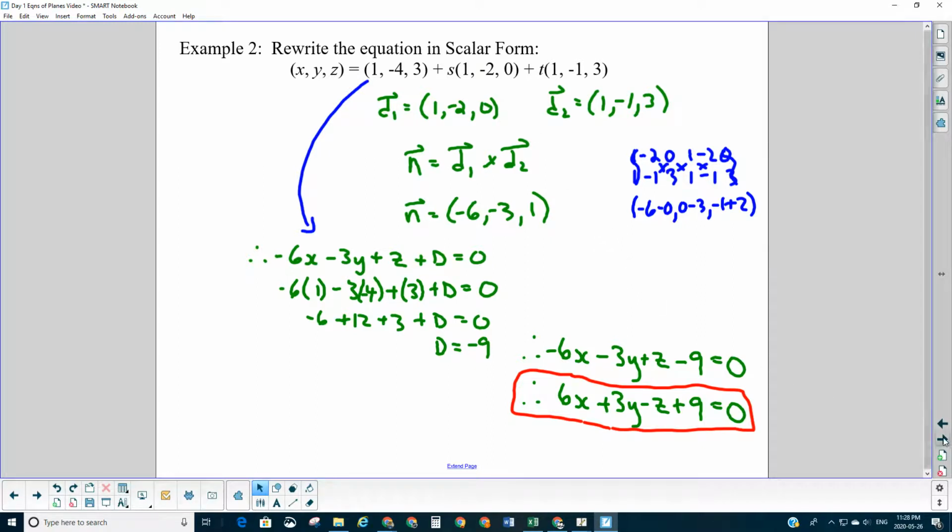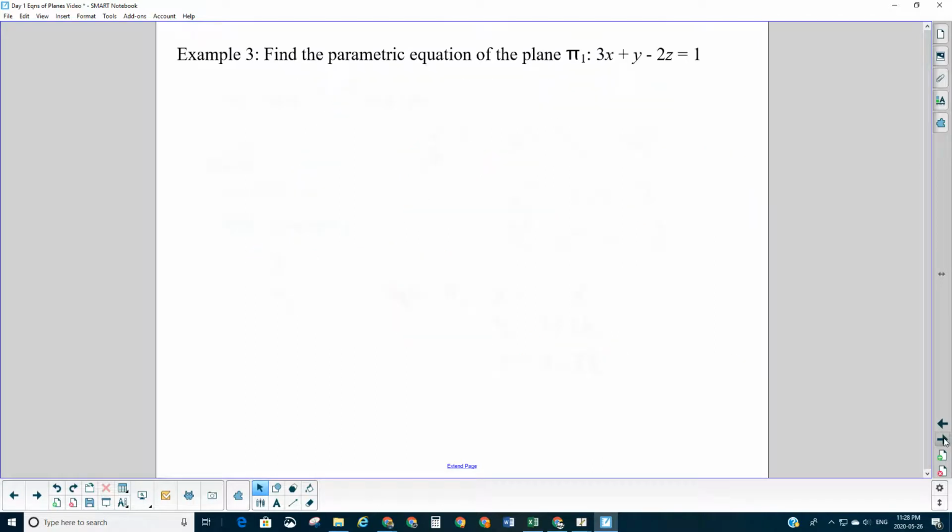Last example. Find the parametric equation of this plane. All right, so the first thing you're going to notice here is this notation. If you remember back to lines, we used a little L to describe lines. So we had L1, L2, L3. To describe planes, we use the Greek letter pi. So for starters, this pi is not 3.14. It's just a Greek letter.